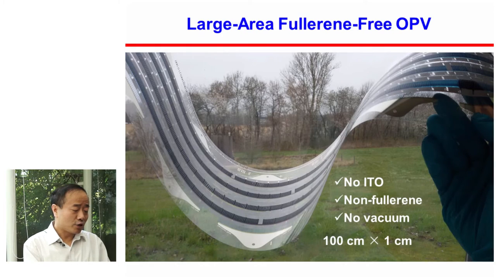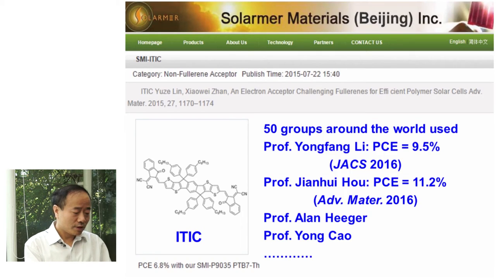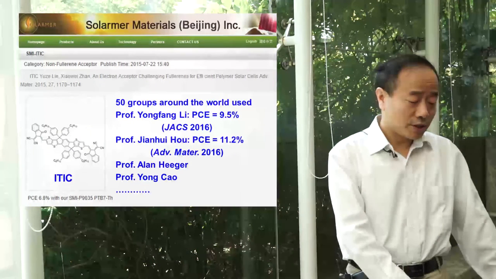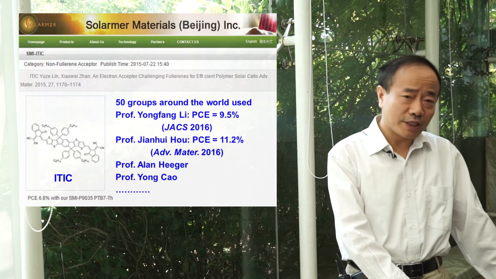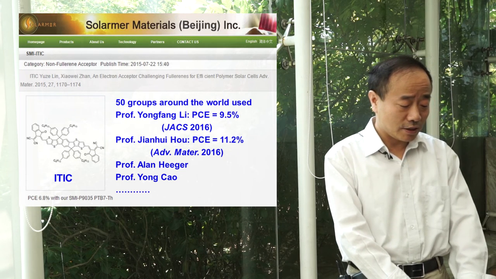Then my group collaborated with Krebs group to make non-ITO fullerene-free OPV. So our OPV device has no ITO, has no fullerene acceptor, and doesn't need vacuum deposition. So we got a pretty large scale and a pretty good efficiency. Recently, our non-fullerene acceptors are available commercially. Solarmer is selling ITIC. In the world, around 50 groups bought and used these molecules, for example, Professor Yongfang Li's group, Professor Jianhui Hou's group, Professor Alan Heeger's group, and Professor Yong Cao's group.